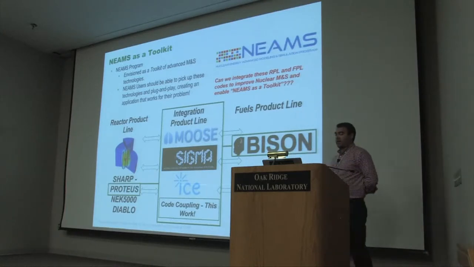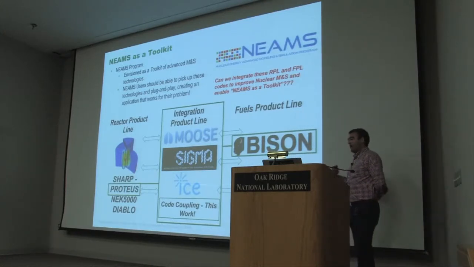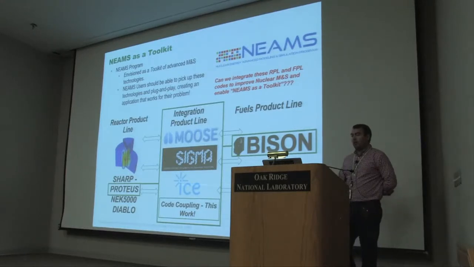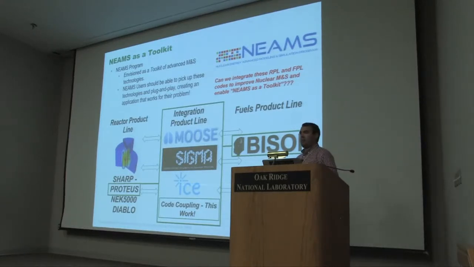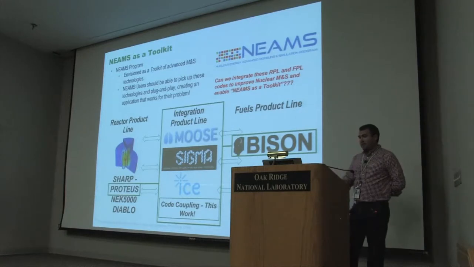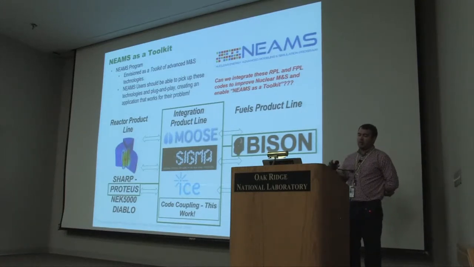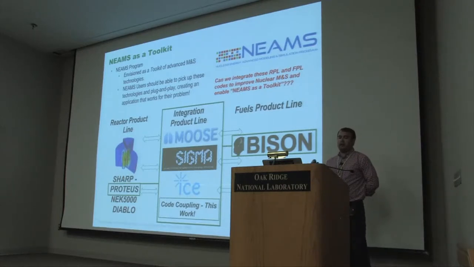We have the fuels product line, which is basically Bison, which is an engineering scale fuel performance code. Marmot is a sort of a microscale or mesoscale fuel performance code. So it looks at sort of the internal structure of fuel rods and fuel pellets. And then we have the integration product line. This is the group of people and codes that are trying to merge the two across these lines, right?